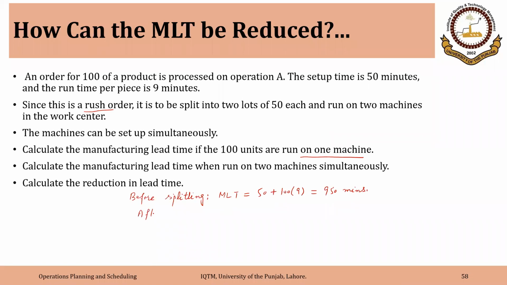And after splitting, that will be equal to 50 plus 50. We are assuming that it is split into two lots of 50 each. So both will require this time, 50 plus 9 into 50. So that will be 500. But these 500 minutes will be in parallel. So we are not adding them. So the difference of these two will be 450 minutes. So that is the saving in manufacturing lead time.